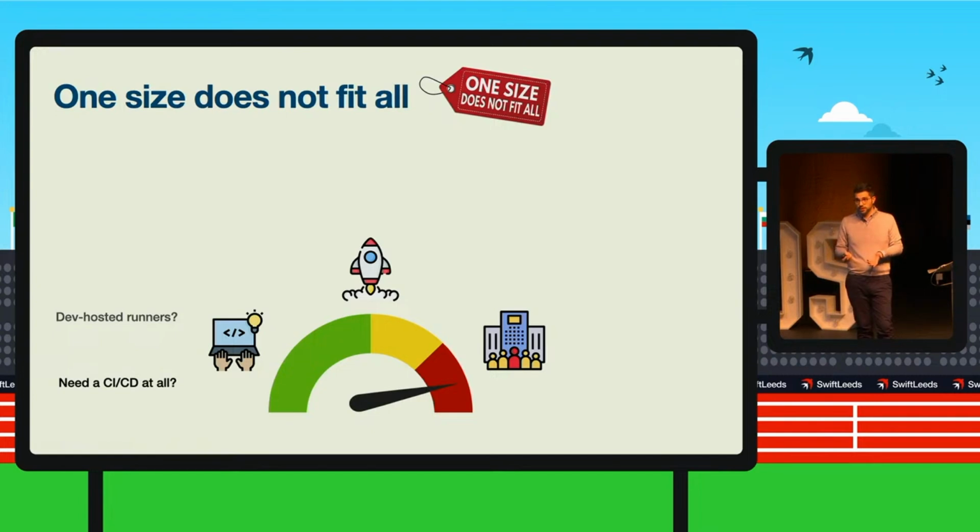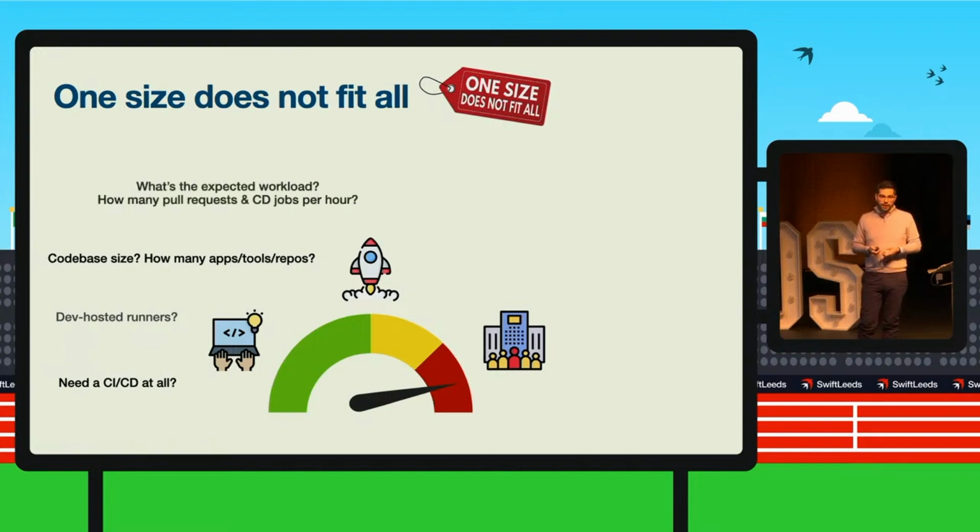So you might consider implementing some self-hosted runner. So you connect your machine to GitHub Actions to run things. That's an option, right? It depends on the code base size, on how many apps and tools and repositories you have in your company. What is the expected workload, right? How many pull requests and CD jobs you have per hour, right? That will inform decisions like this.